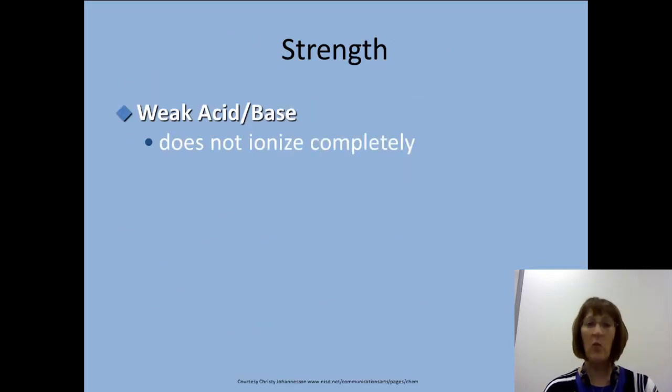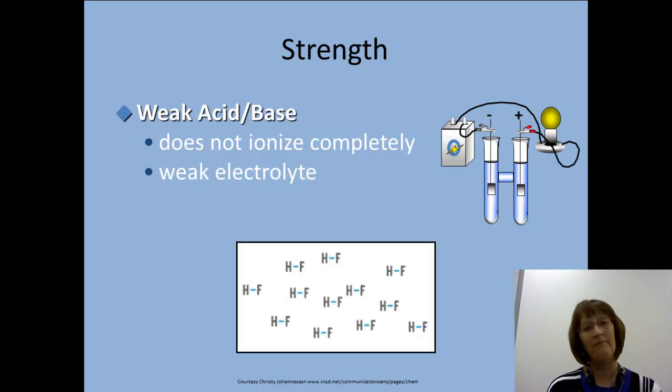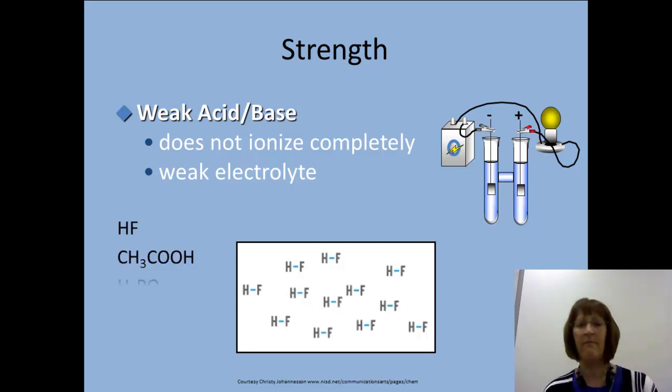If you have a weak acid or base, they don't ionize completely, so we're just going over this again. They're weak electrolytes. You see my little test tube apparatus, and the light's a little dim over there. Here's an example: hydrogen fluoride, that's a weak acid. Most all of it stays together. Just a little bit of it separates into ions. You have to have ions in order for electricity to run through there.